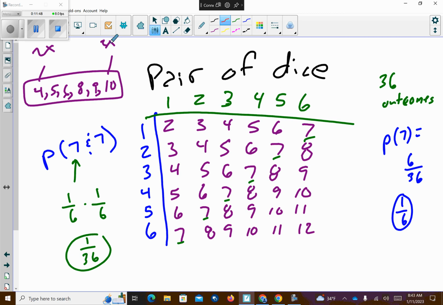So I want you to think about how many ways can a 4 happen? A 4 is 1, 2, 3. 3 out of 36. 3 out of 36 reduces to 1 out of 12. You have a 1 in 12 chance of rolling a 4. The 10 has the same exact outcome. There's 3 outcomes of a 10.